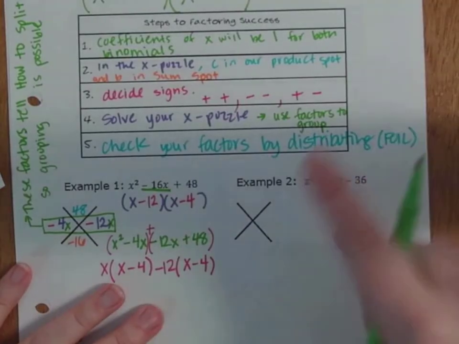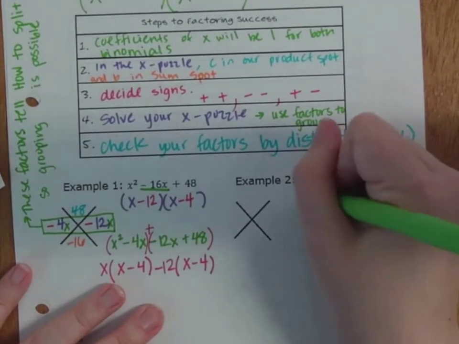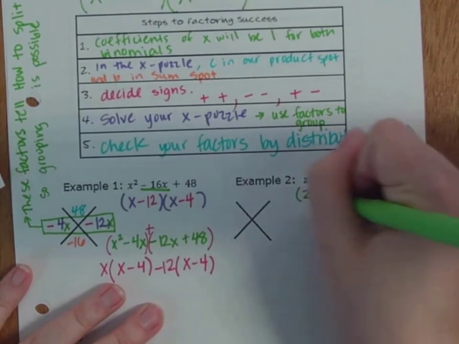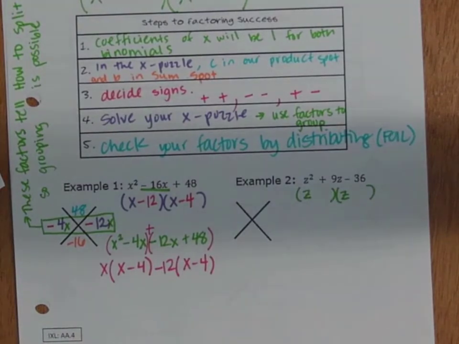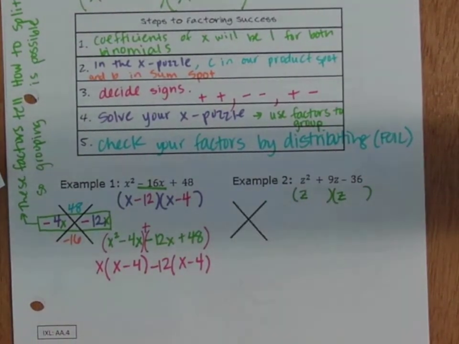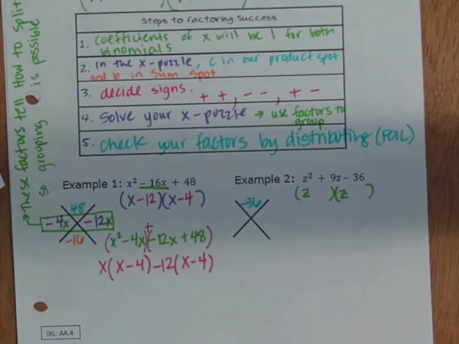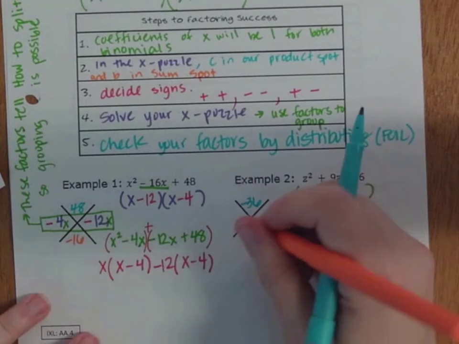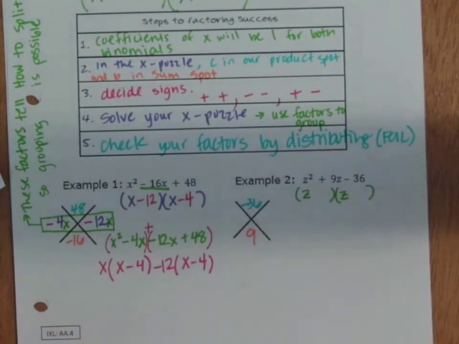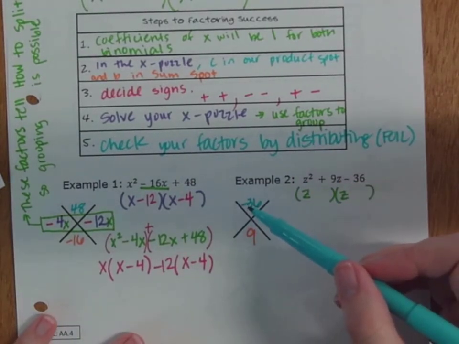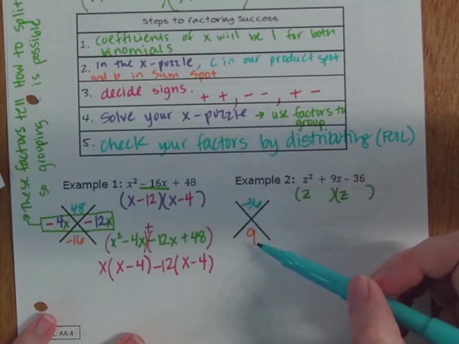So example 2, we know that we have z squared, so I know I will have two binomials that start with z. What goes in my product spot? Negative 36. What goes in my sum spot? 9. Is it a positive 9 or a negative 9? Positive. So what multiplies to be a negative 36, but adds or combines to be positive 9?